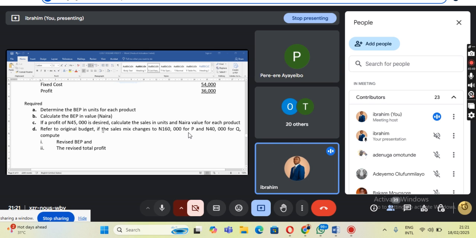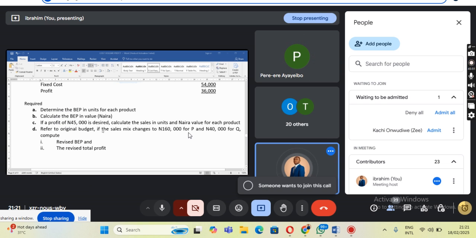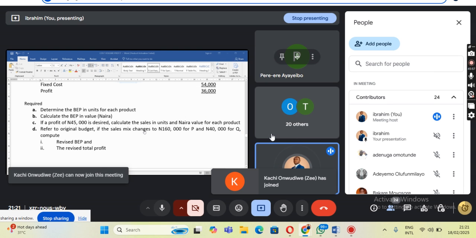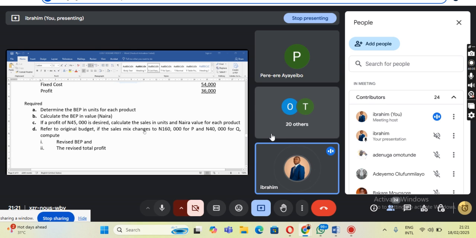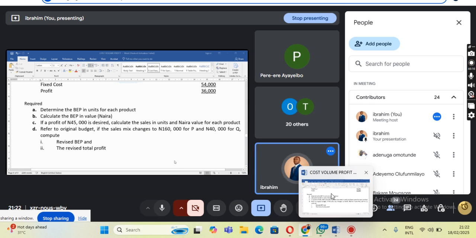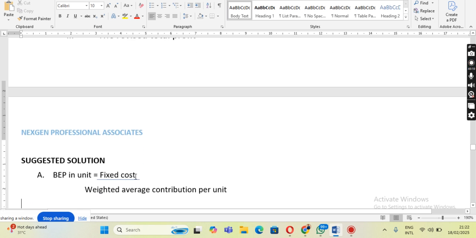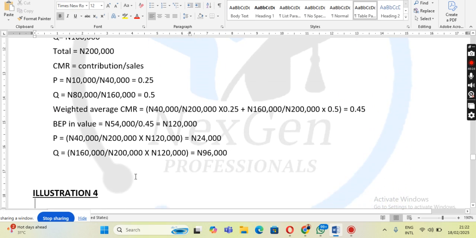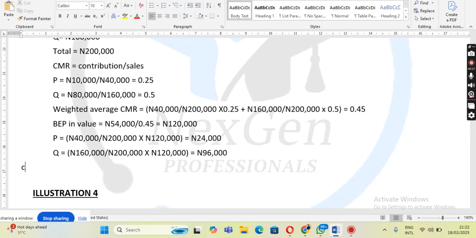Since in this question it is for multiple products in units first, when you want to get units under the multiple products, you say fixed cost plus targeted profit divided by weighted average contribution per unit. Just add weighted average. Now, don't forget that since we are to determine the units to achieve profit after tax of 25C.